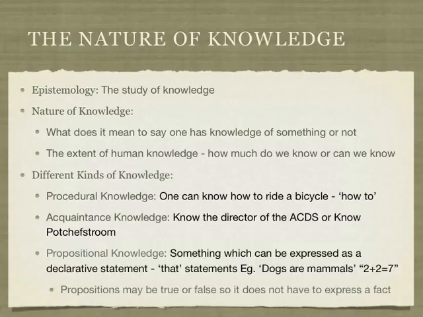2 plus 2 equals 7. Something is that. Okay. But note that propositional knowledge can be false or true. 2 plus 2 is not 7. But that is propositional knowledge. So there's something different that needs to come to the process to actually see if statements are true and if it's knowledge or not.